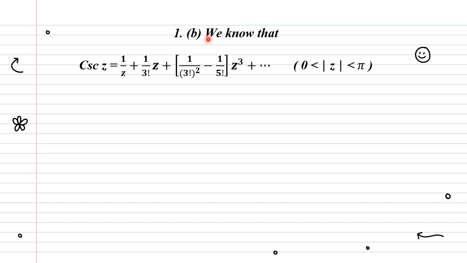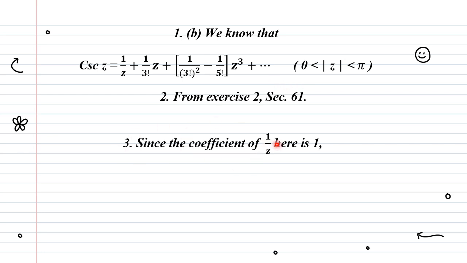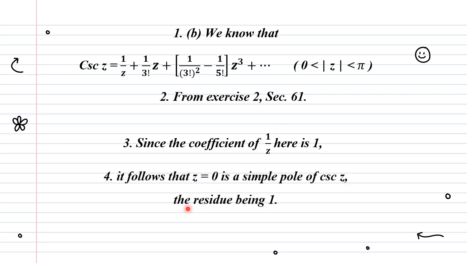So right now we're going to do part B, which says that the first thing that we know is that the cosecant of Z is equal to 1 over Z plus a series of terms in Z, with the condition that the modulus of Z is between 0 and pi. We know that from exercise 2 of section 61. So since the coefficient of 1 over Z here is 1, as we can see, then it follows that Z equals 0 is a simple pole of the cosecant of Z, and the residue is going to be 1.